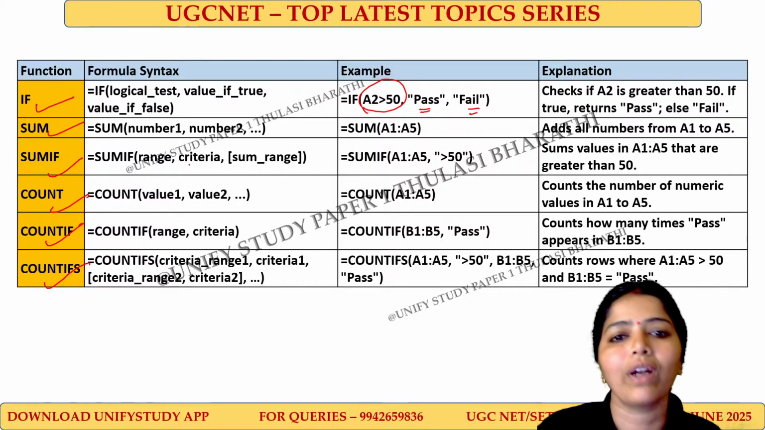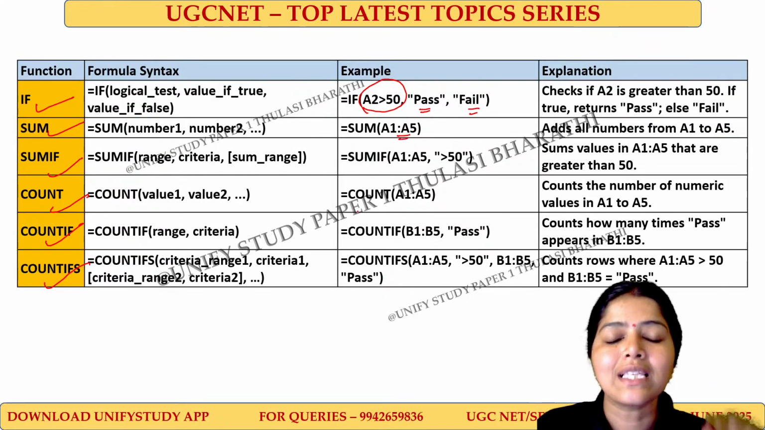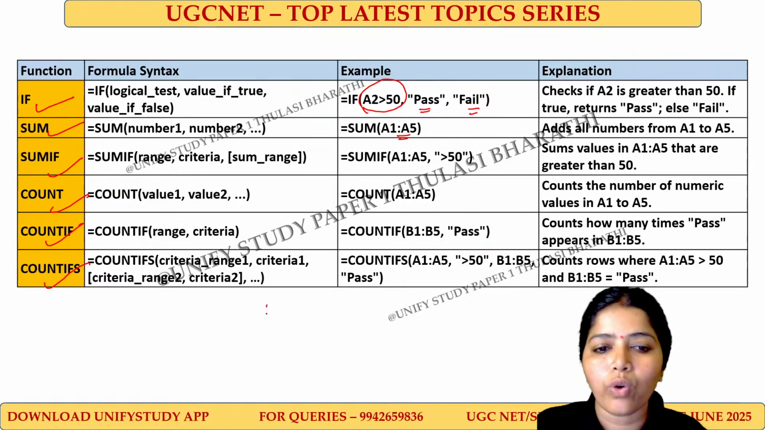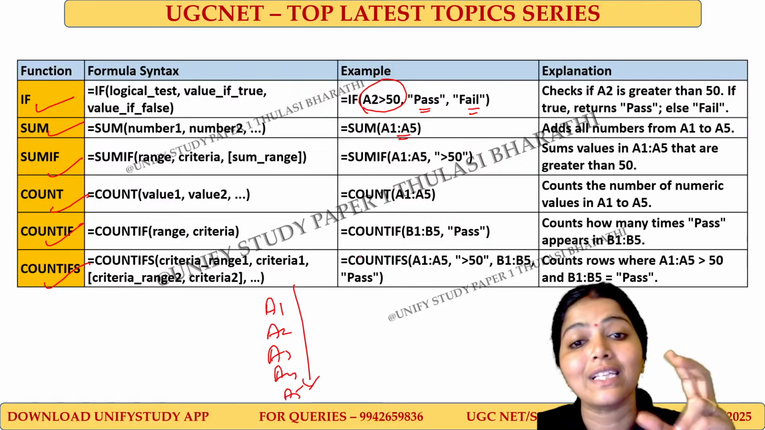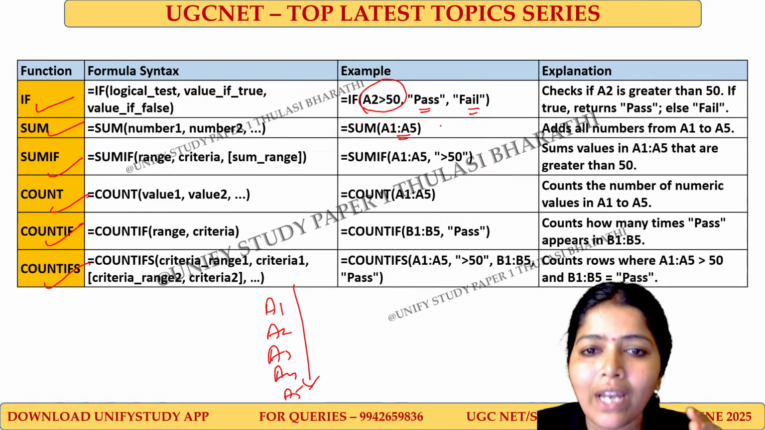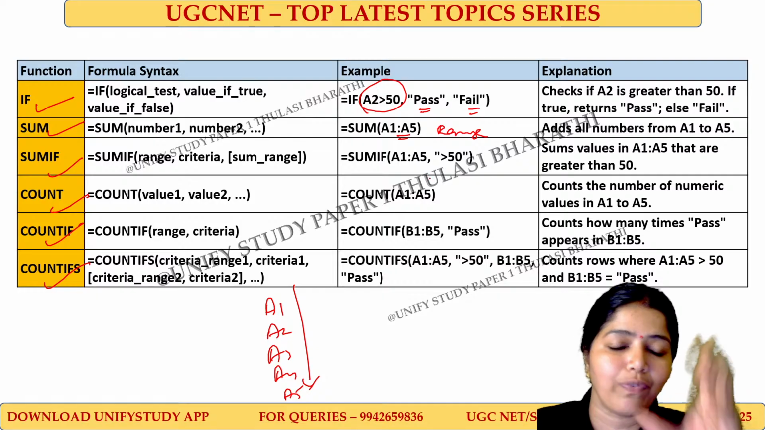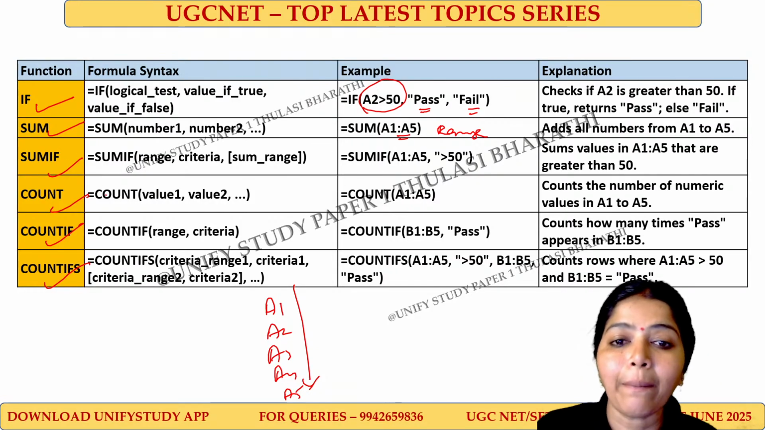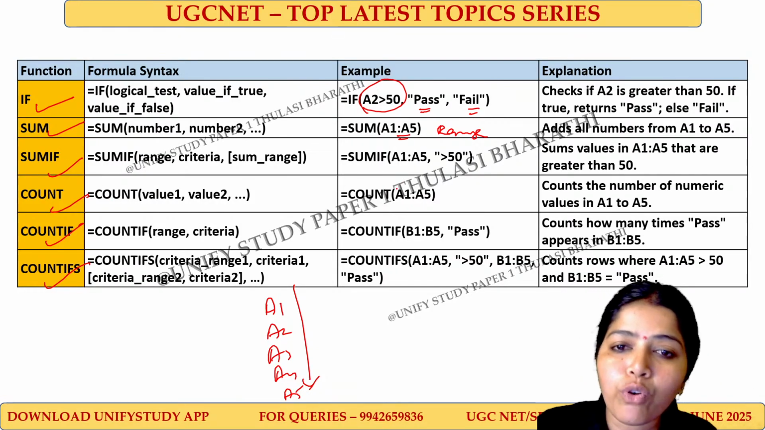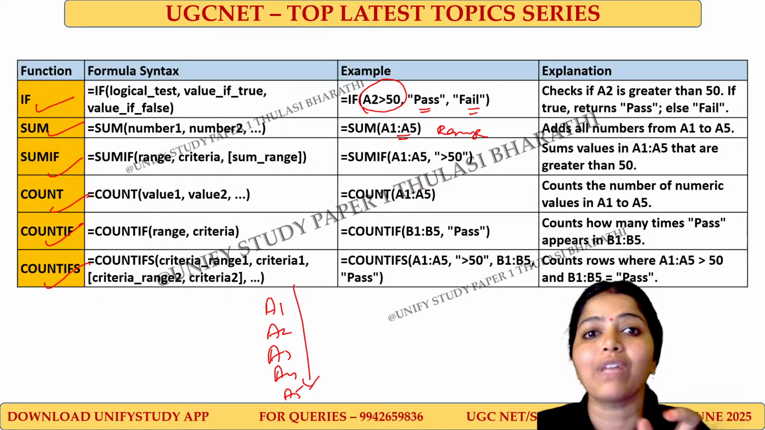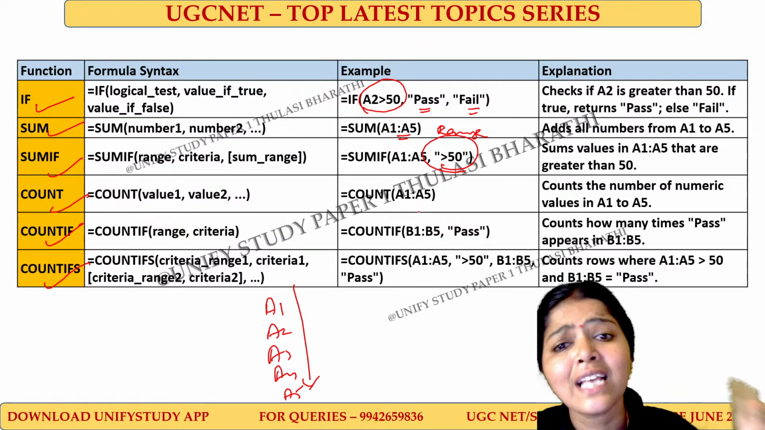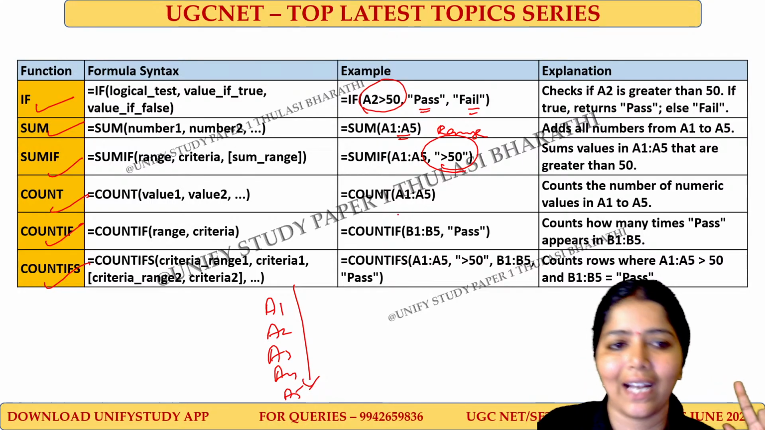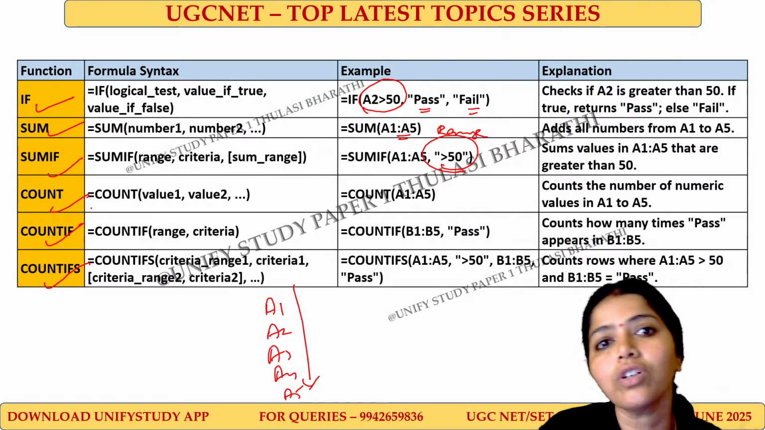Similarly, next SUM. What I have to do here, see, this is SUM of A1 to A5. So A1, A2, A3, A4, A5. All the values of this range will be added. This is called a range. When we give a colon, this is nothing but a range of values. And what does SUMIF mean? I have to sum all the values if the range is greater than 50. If the range is greater than 50, then you can add it. That is SUMIF.